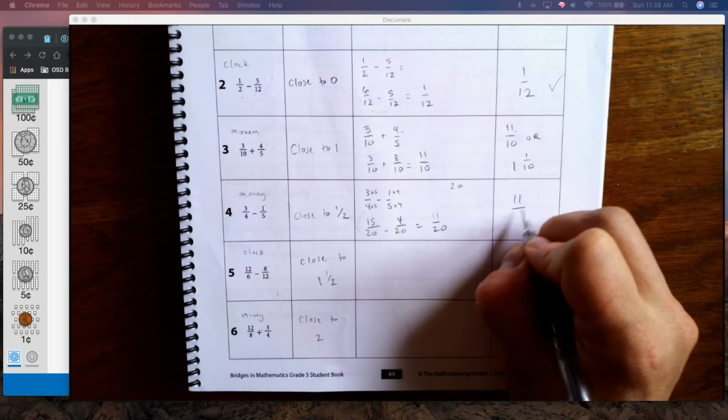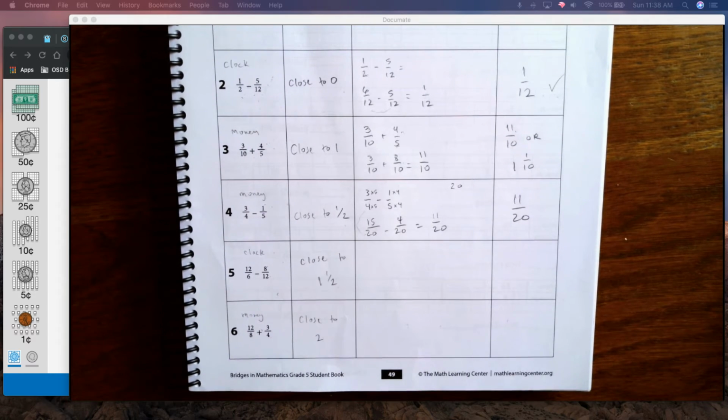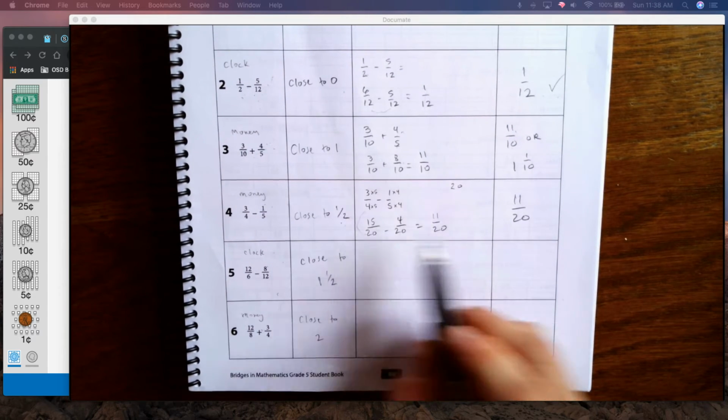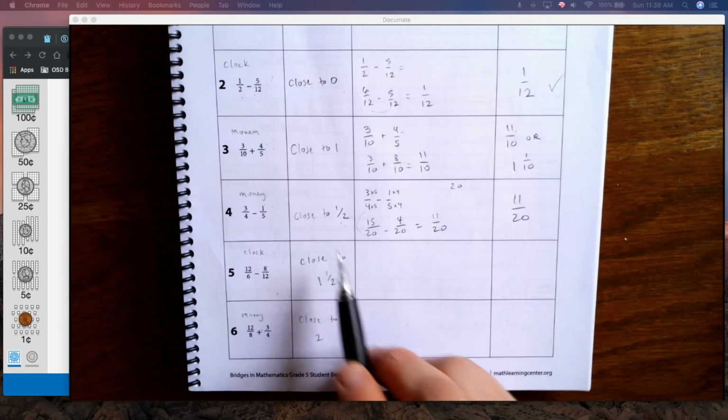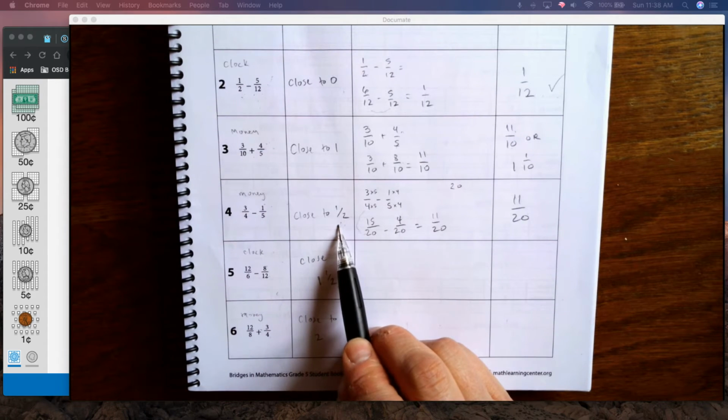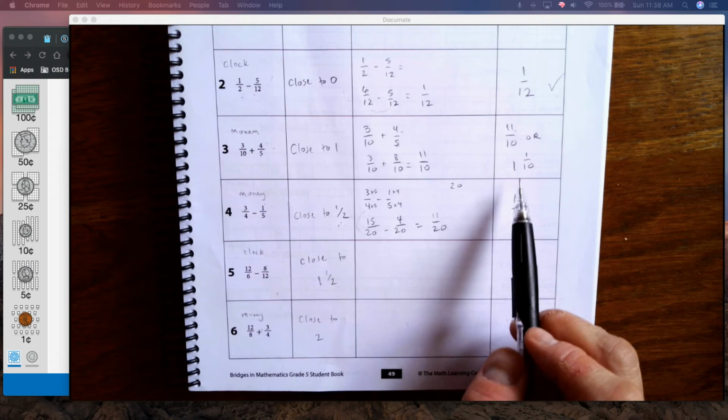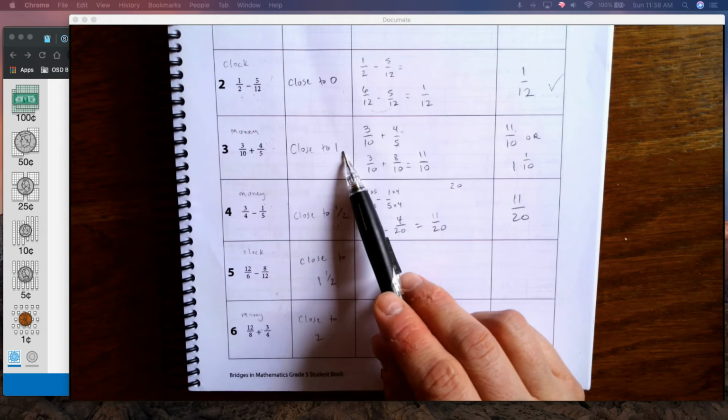So this one would be 11/20, which is close to a half. 10/20 is exactly a half. 11/20 is close to a half. And up here again, 1 and 1/10 is really close to 1 whole.